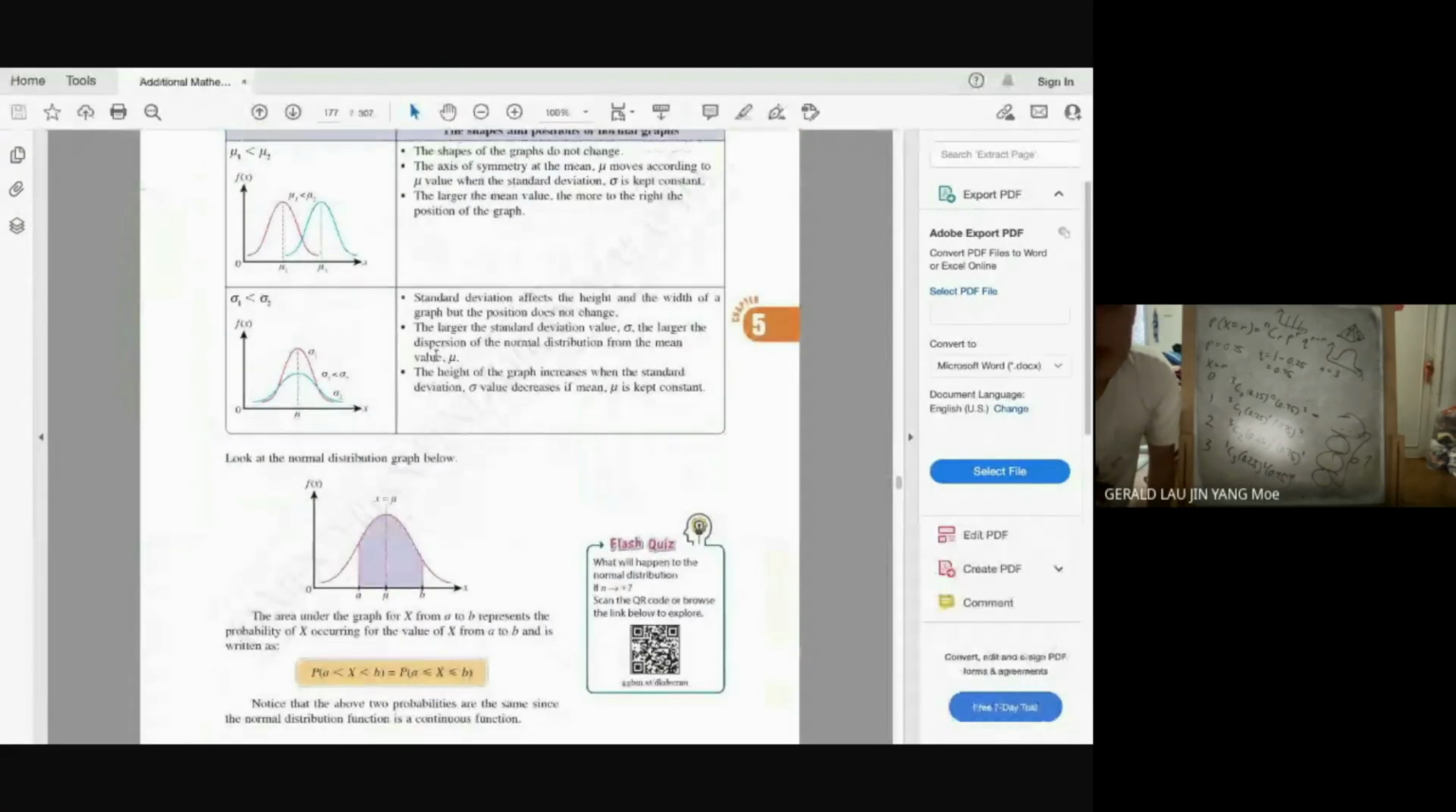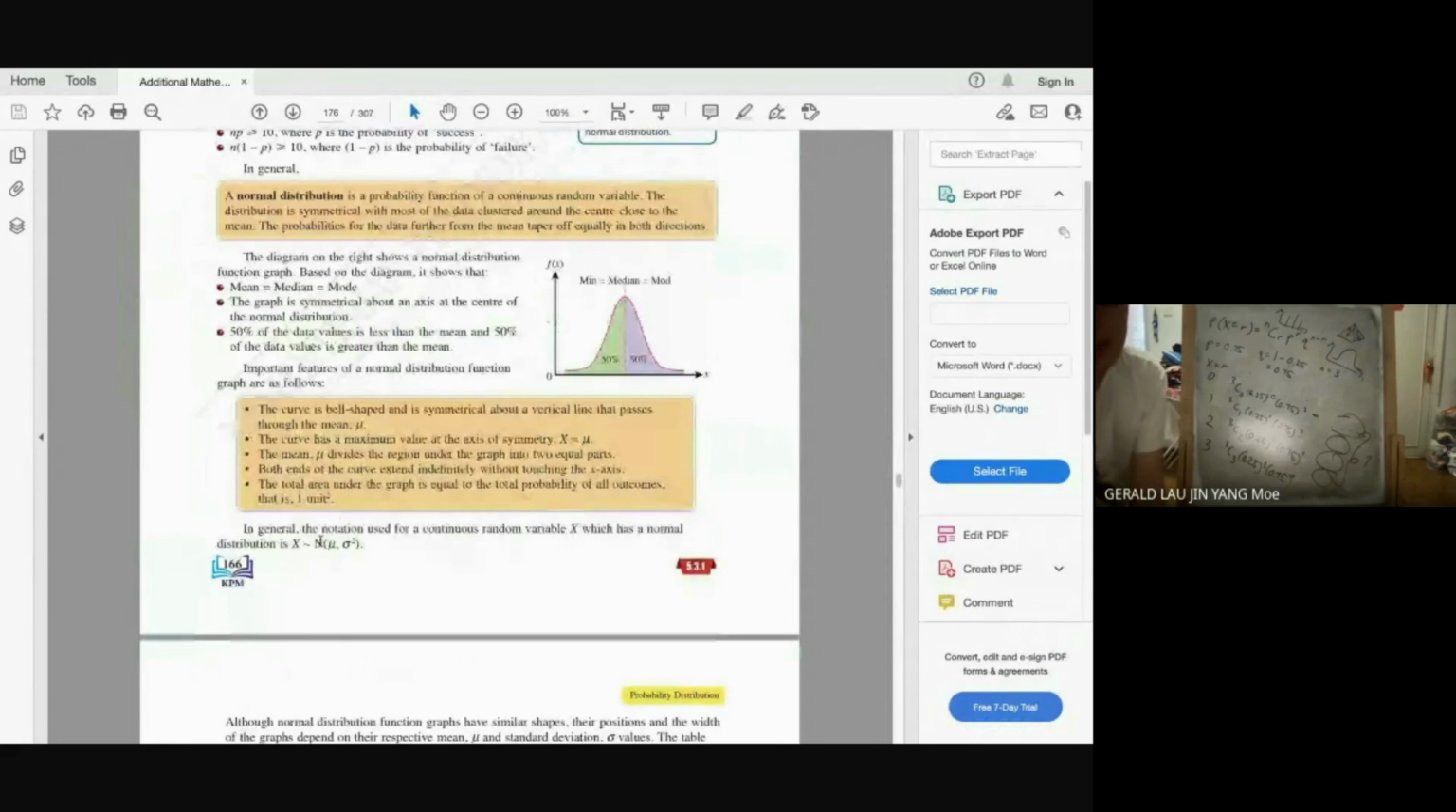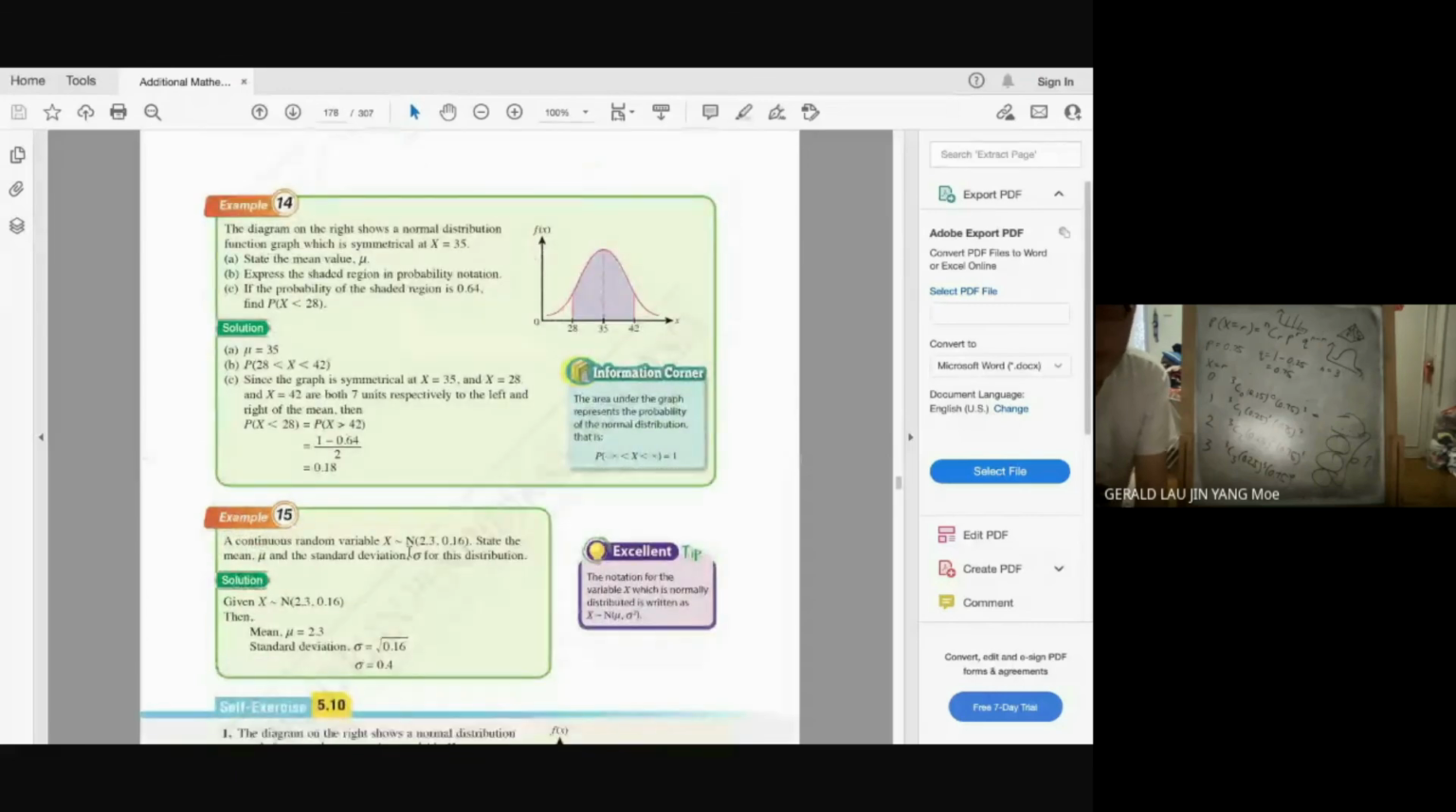Look at example 15, a continuous random variable. Oh, actually I forgot, I think I went past here. I overlooked this. So for normal distribution, you have your N here. The first one is your mu, the second one is your variance. Now they give you this is your mu, this is your variance. So they ask to find the mean and standard deviation. Mean is very easy, take it out from 2.3. But the standard deviation is not 0.16 here. This is the variance. You have to square root the 0.16 to get 0.4, which is your standard deviation.